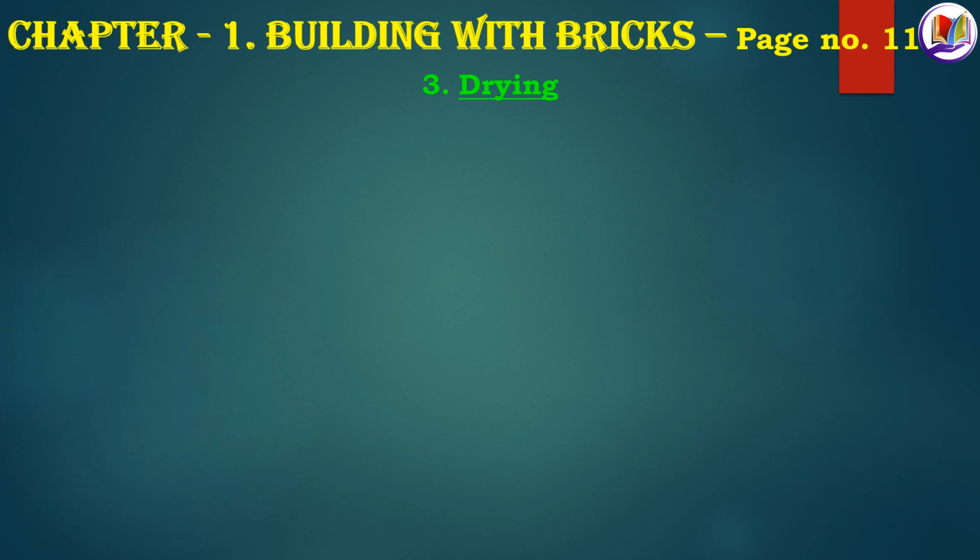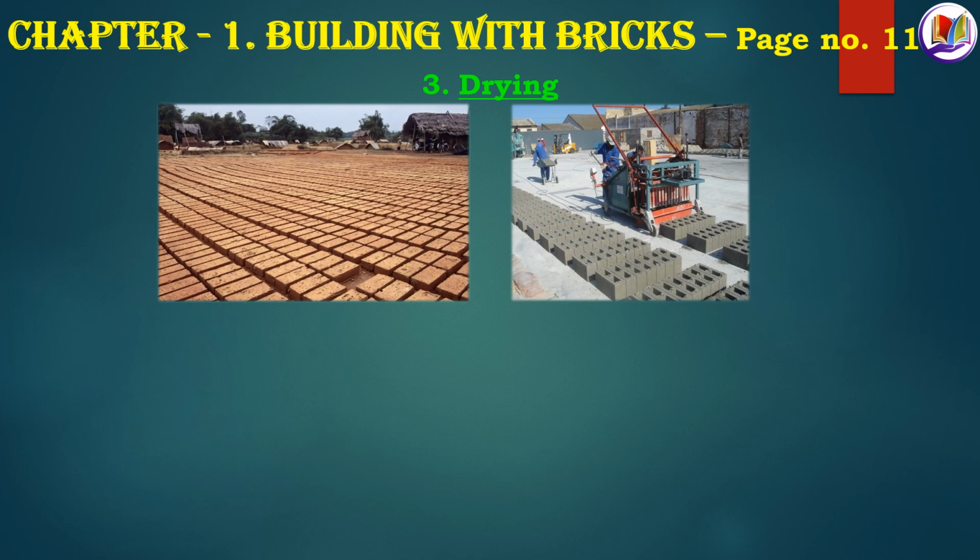The third step is drying. That is, it's arranged in such a way that air passes through it and it can dry easily. Sometimes it takes 3 to 10 days to dry the bricks. On the left hand side, it's manually done. On the right hand side, a machine is laying it by leaving some gaps.